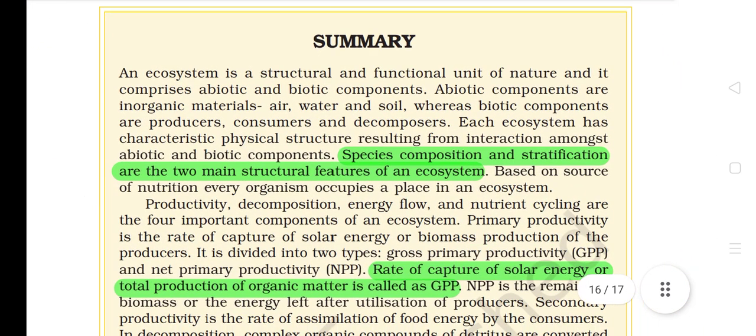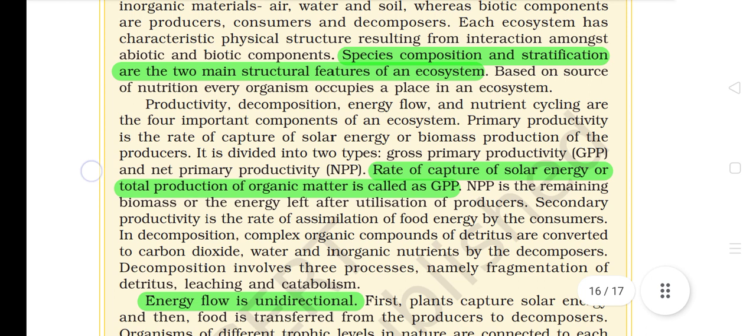Summary. An ecosystem is a structural and functional unit of nature, and it comprises abiotic and biotic components. Abiotic components are inorganic materials, air, water, and soil, whereas biotic components are producers, consumers, and decomposers. Each ecosystem has a characteristic physical structure resulting from interaction amongst abiotic and biotic components. Species composition and stratification are the two main structural features of an ecosystem.